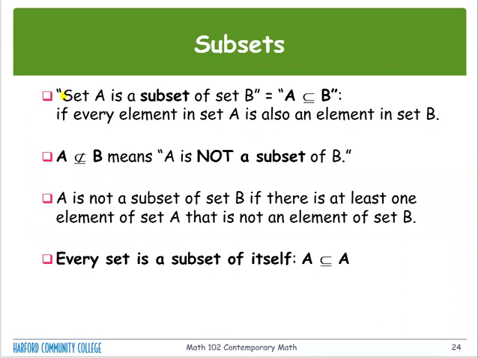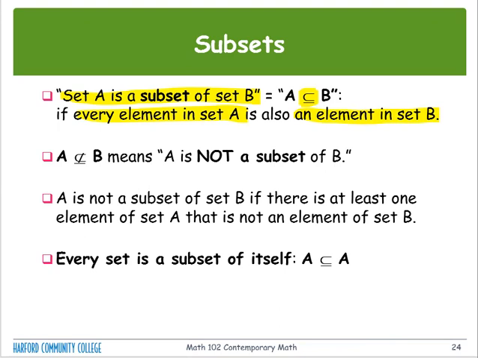Set A is a subset of set B if every element in set A is also an element in set B. We use a notation where A represents the set A and B represents the set B. A is a subset of set B, with the notation that looks like the letter U sideways with the line underneath.